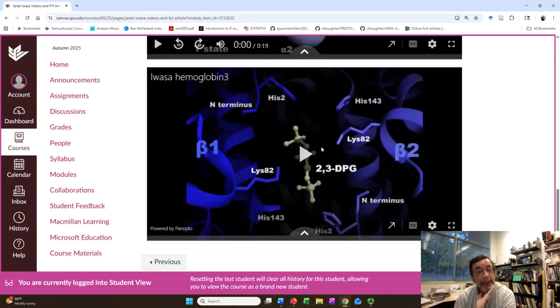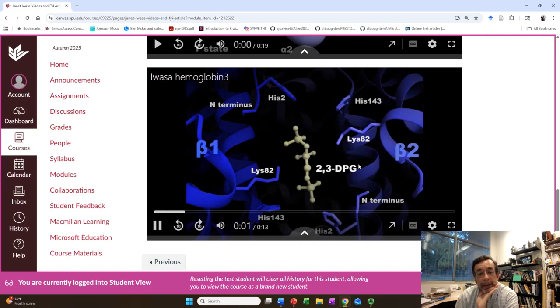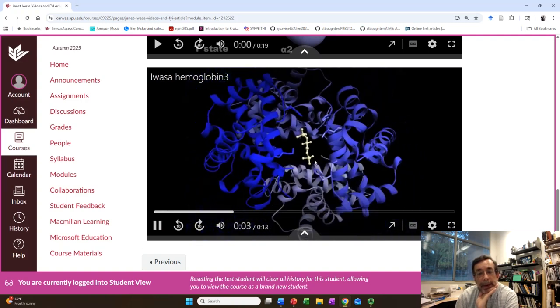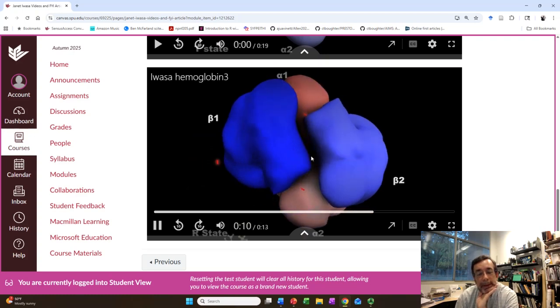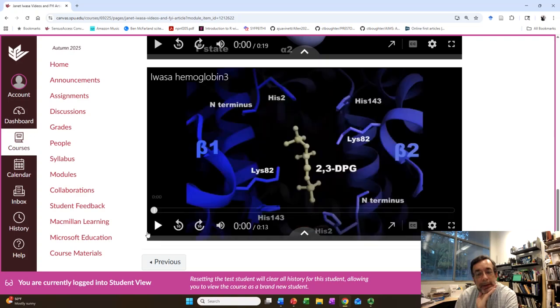It's BPG is what your book calls it. It also can be called DPG. And I want you to see this molecule, what it does. Here it is. It's between beta 1 and beta 2. It's right in the middle of the molecule. So if you look carefully at that, that's where the C-terminus wants to come together. So we have a molecule that wants to bind there.